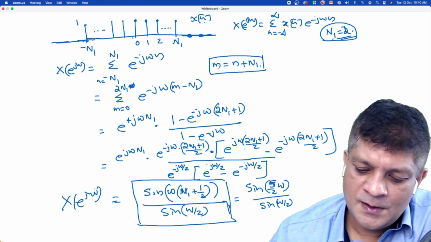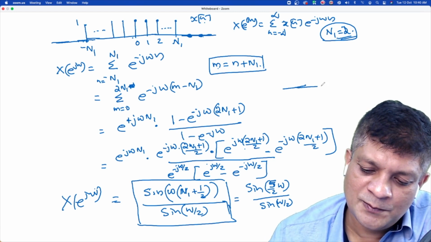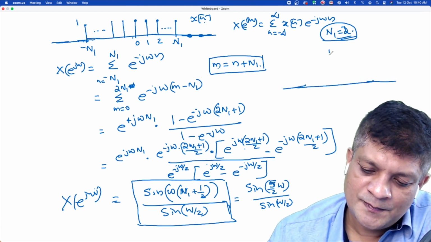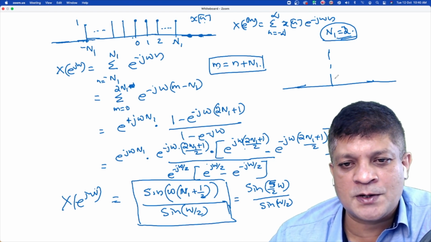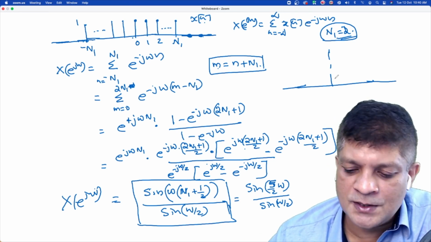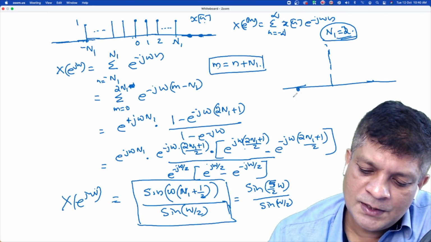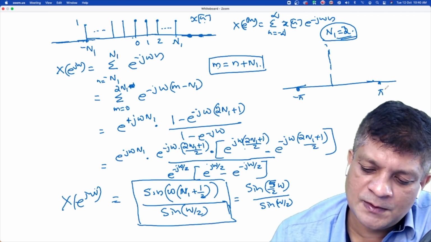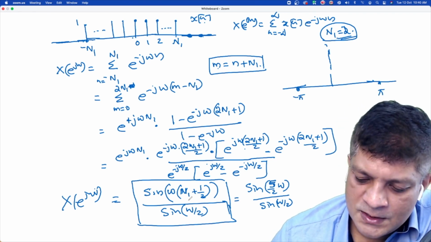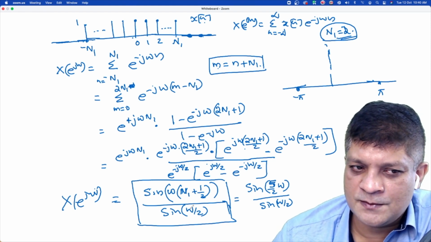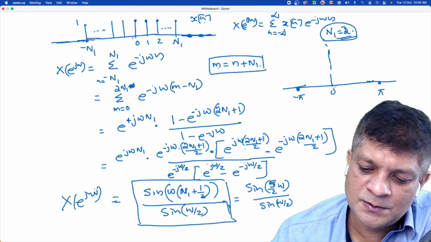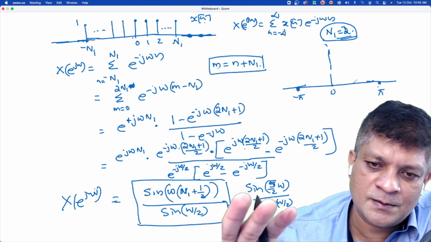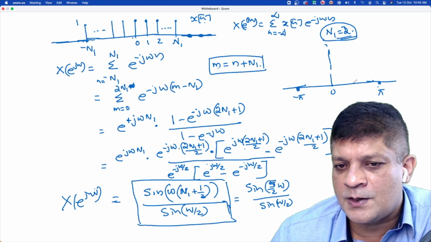Now, if we want to sketch this: when we sketch the spectrum of a discrete time signal, we know that it is periodic, so we sketch from minus pi to pi. Is it an even function or odd function? It is an even function, so we need to sketch only from 0 to pi. Take the mirror image, you will get the negative part.